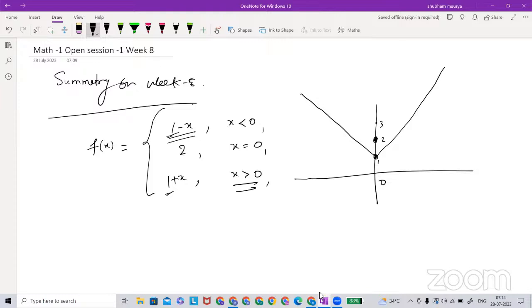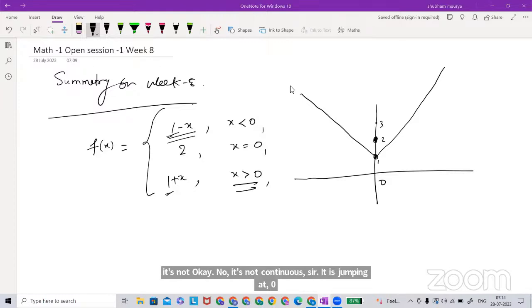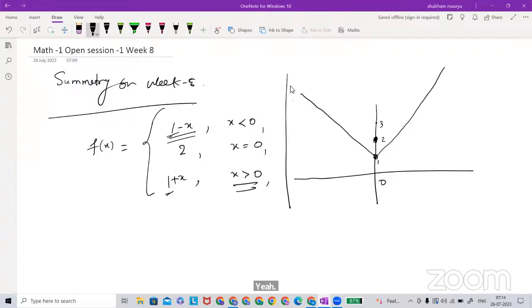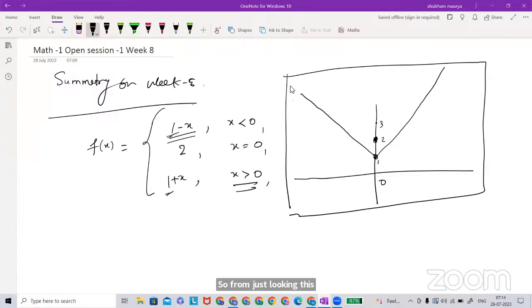Now, we drew the graph of the function. Can you tell me, is this function continuous? No, it's not continuous, sir. It is jumping at 0. Yes, it looks like a jump here. But suppose I erase this and forget about the graph. Just from looking at the function, can we conclude whether this function is continuous or not? This is the problem.